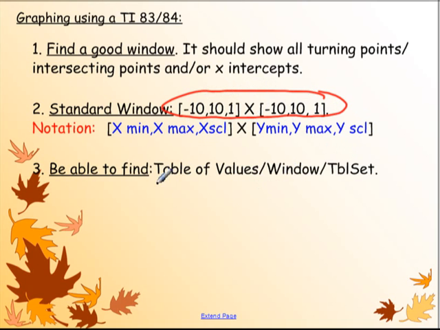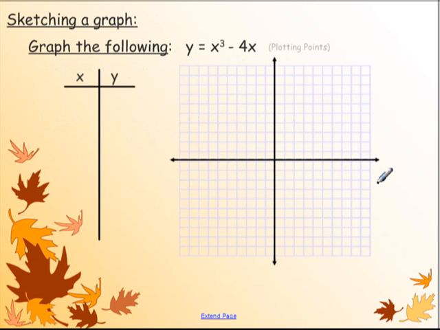So that's the standard window, but you're going to use this notation for windows. You should also be able to use your calculator to find a table of values, so we'll review that quickly or introduce it if you've never seen it before in the calculator. Look at the window and using your table set for tables as well. Okay, so let's get into an example.